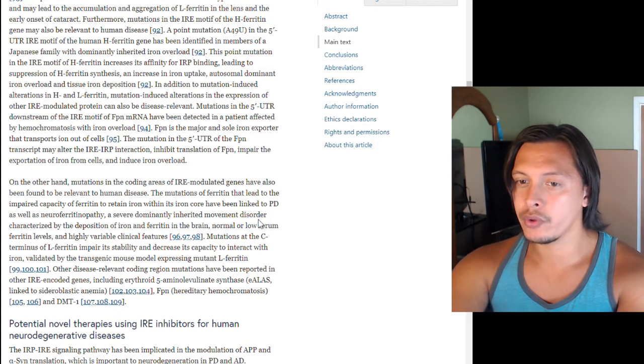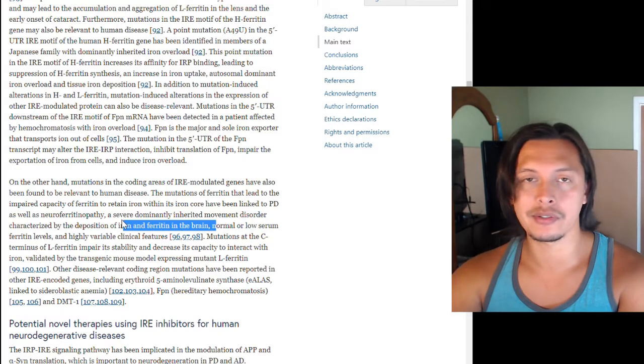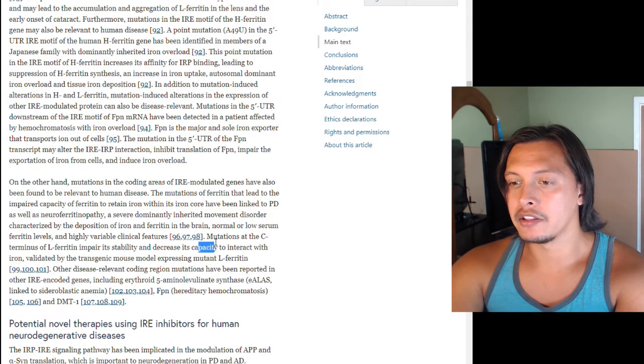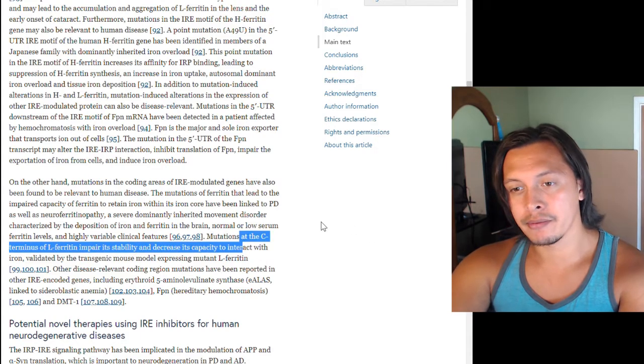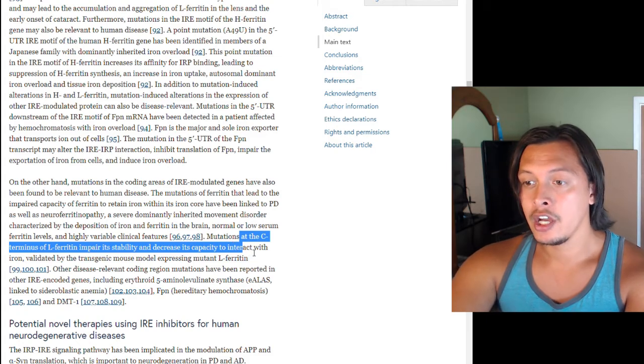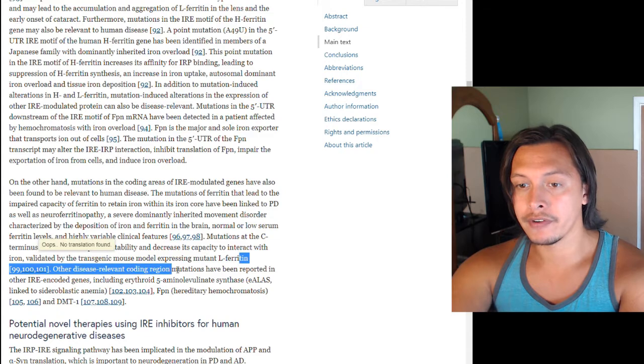So it's low in the serum for some reason, and I would not be able to tell you exactly. Okay, just know that that's some of the pathologies. That's a little hard to wrap my mind around. Anyways, mutations at the C-terminus of the L-ferritin impair its stability and decrease its capacity to interact with iron, validated by the transgenic mouse models expressing mutant L-ferritin.